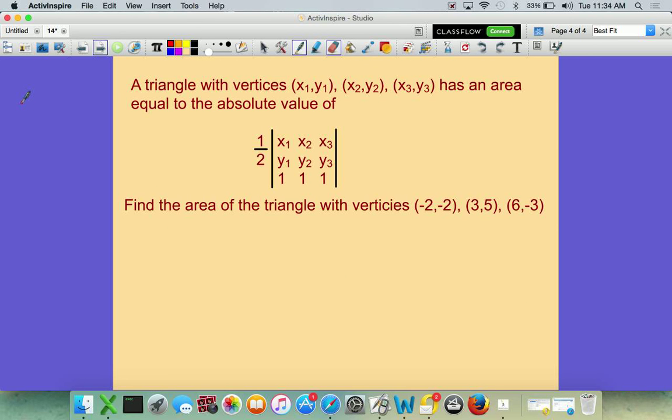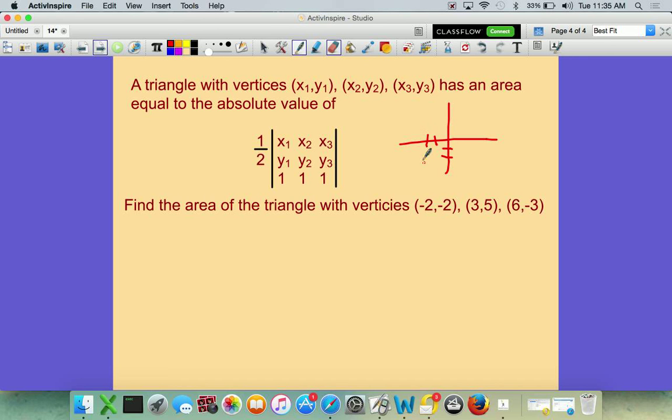All right, one more. A triangle with the vertices here has an area equal to the absolute value of this thing. Now this would be very helpful in what we have to do here. We need to find the area of this triangle. Now, what we used to have to do was graph this out.